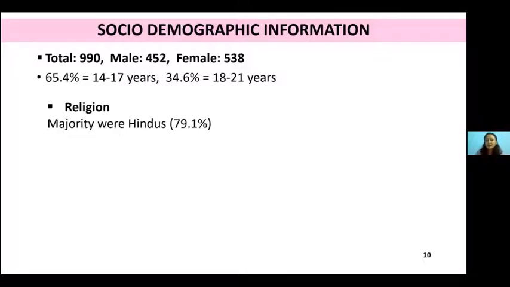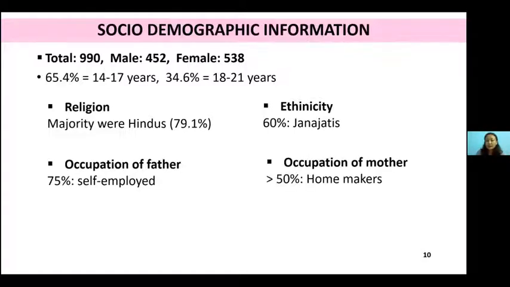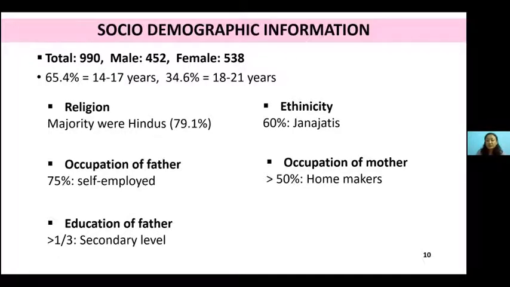The majority of the participants were Hindu by religion, and Janajati by ethnicity, that is 60%. Regarding the occupation of the father and mother, 75% of the participants' fathers were self-employed, and more than 50% of the participants' mothers were homemakers. Regarding the education of the father and mother, more than one third of the respondents' fathers have completed the secondary level of education, and 50% of the participants' mothers have completed their primary level of education.